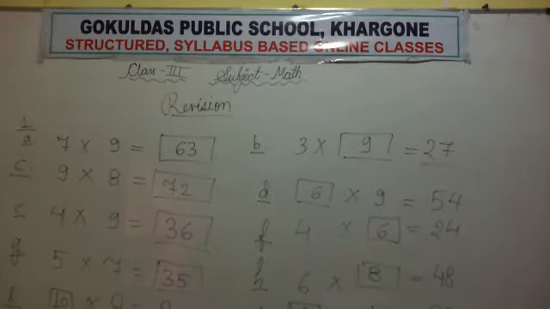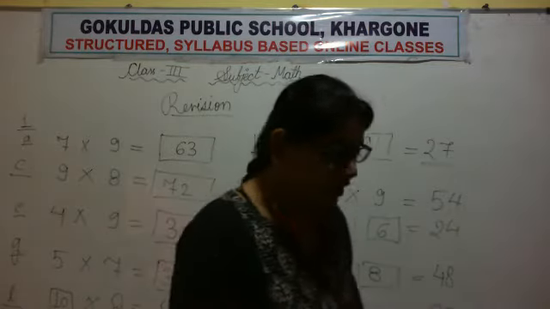Answer of A is 63, answer of B is 9, answer of C is 72, answer of D is 6, answer of E is 36, answer of F is 6, answer of G is 35, answer of H is 8, answer of I is 10 and answer of J is 8. Once again I would remind you that this revision time will remain in the book only, no need to note it down in the classwork copy. Okay, so now moving further, read question number 2.